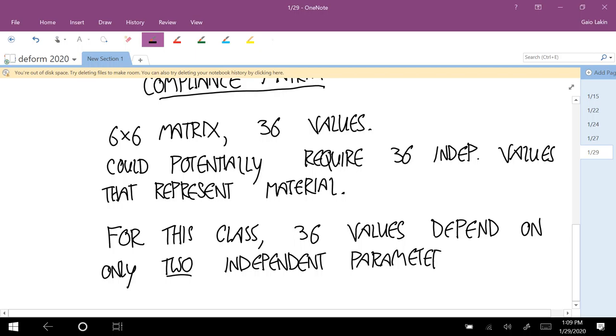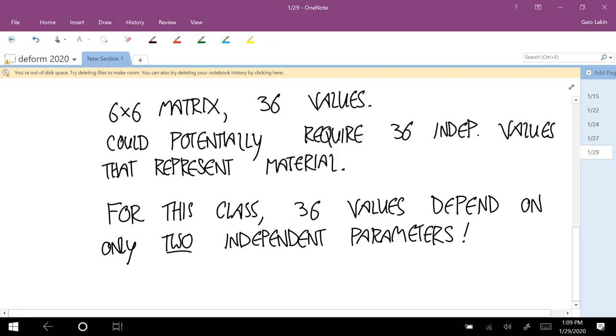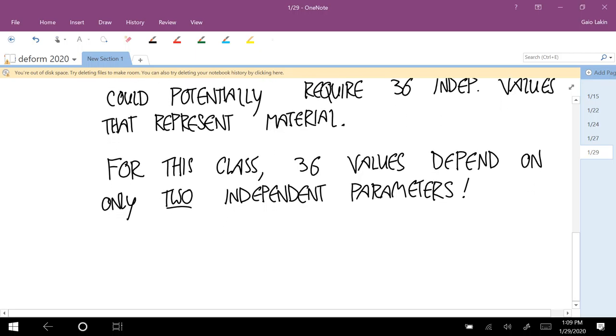And those two parameters are really easy to measure. This is a big deal. And it's not true for every material. And so I need to be really explicit to you about what it is that makes this possible. And so we'll talk about that some today. But not all materials have these 36 values determined by just two parameters that are easy to measure. In this class, it's all we'll care about, but you got to know why it is that we can make that simplification, okay? Two is much better than 36.